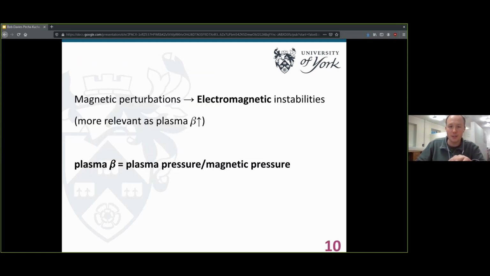I should point out that this has assumed no magnetic fluctuations. In cases where the plasma beta becomes large, magnetic fluctuations are important, and they give us electromagnetic instabilities, which is quite important for high-performance devices.